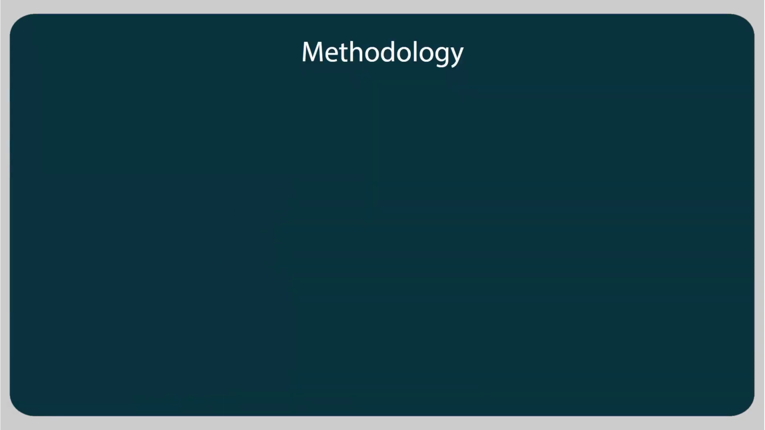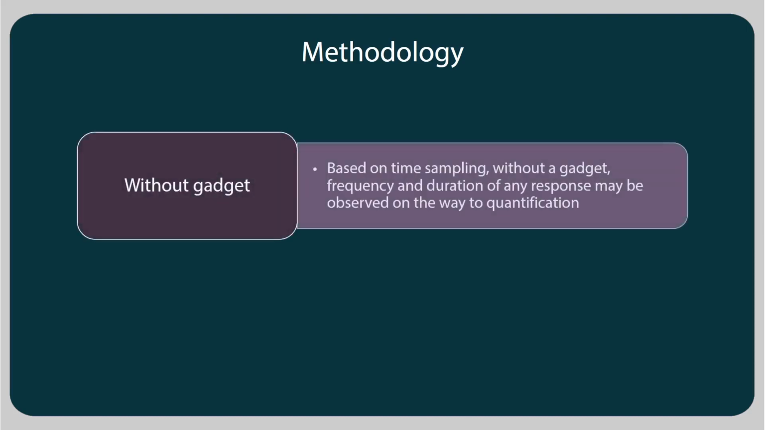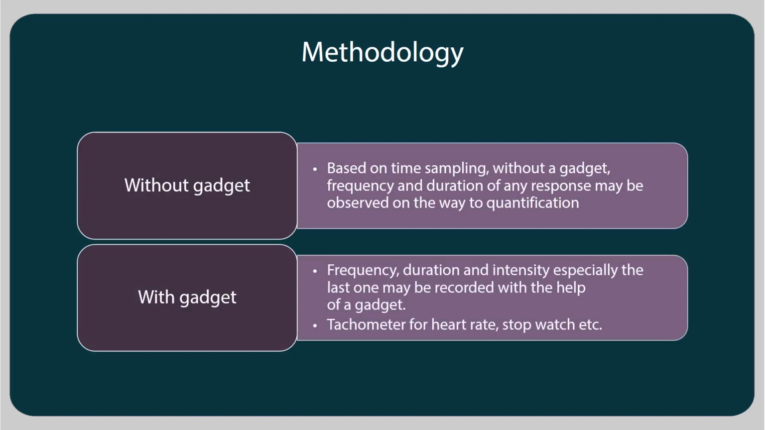Well, when it comes to the methodology that we follow for observation, either with any gadget or even without a gadget, one can do time sampling, and frequency and duration of the response can be observed on the way to quantification. Well, we now have a lot of sophisticated instruments which aid the researcher in the observation process. Therefore, it's an added advantage for the researcher when he or she goes for observation as the main technique for collecting data.